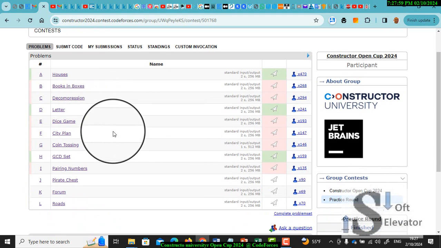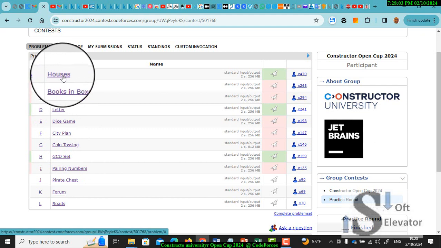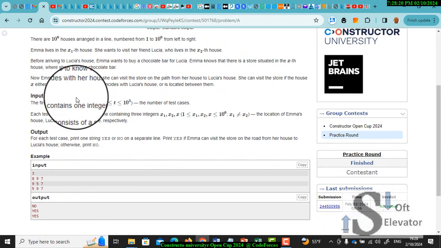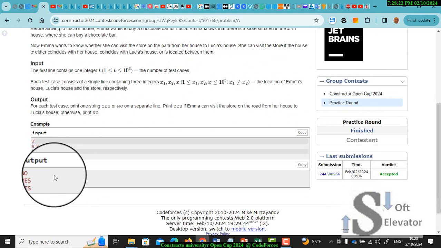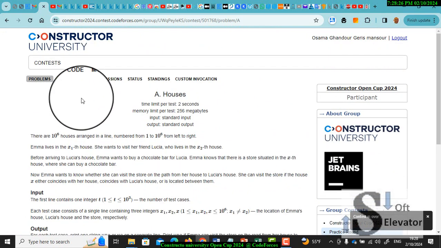You will find about 12 problems. Every problem you have to solve through some programming language like Python, C++, C#, Java, any language you are a professional in. Then you will click on the problem. You will study the problem very well and know the inputs and the outputs, and then go to submit the code.